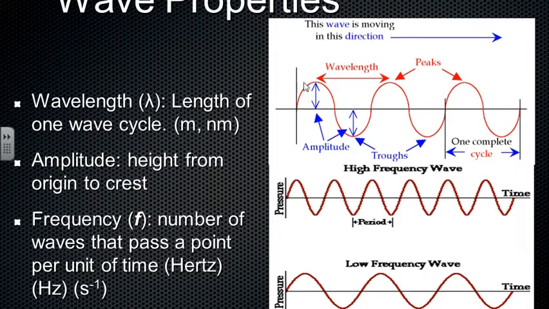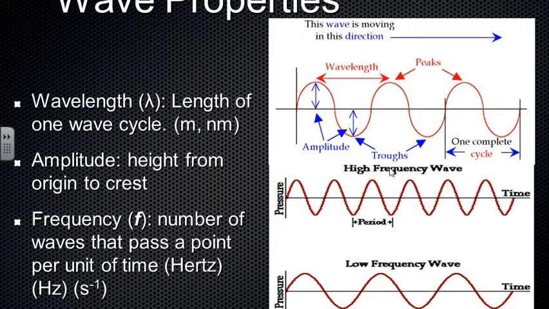Okay, and then frequency: if I stood at one spot, how many times would the waves go past that point per unit of time, so per second? So hertz is the actual unit, but if you break it down, if you derive it, it's per second. So 1/seconds is the unit of hertz.